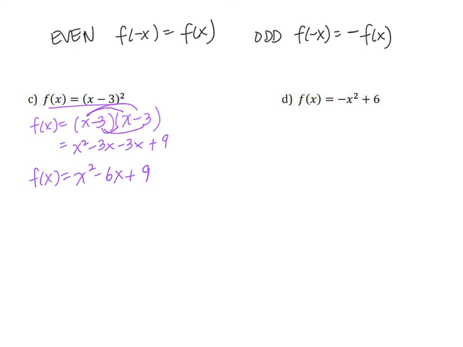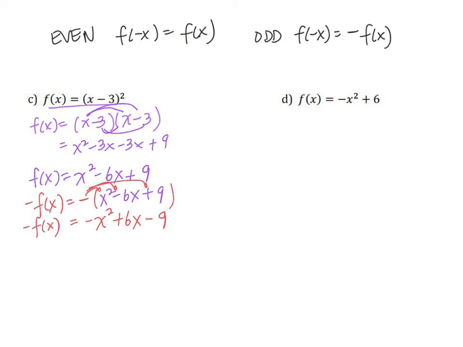Now the opposite of my original function, I'm just going to take the negative of the original function. The original function is x squared minus 6x plus 9. So when I distribute that, I get negative x squared plus 6x minus 9, right? I'm distributing, so those signs change. So this is the opposite of the original function.